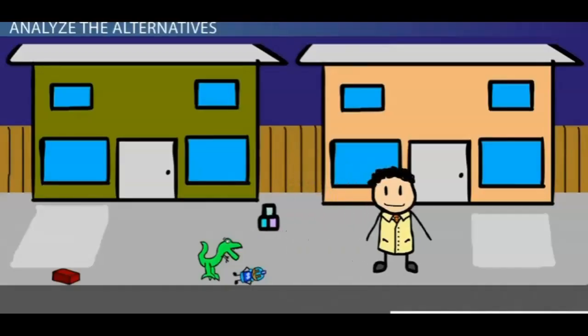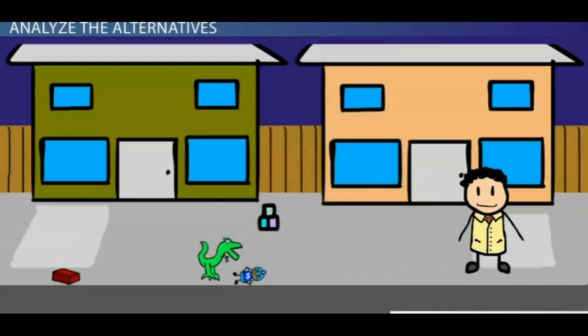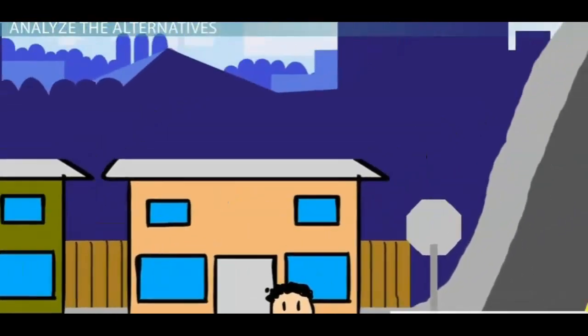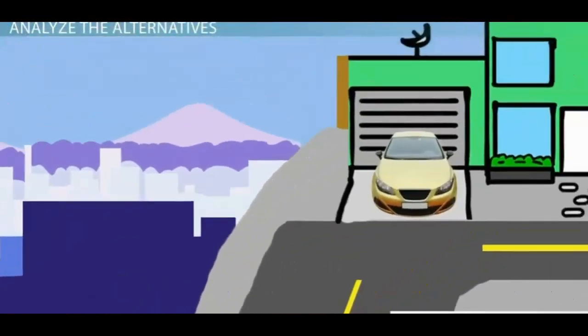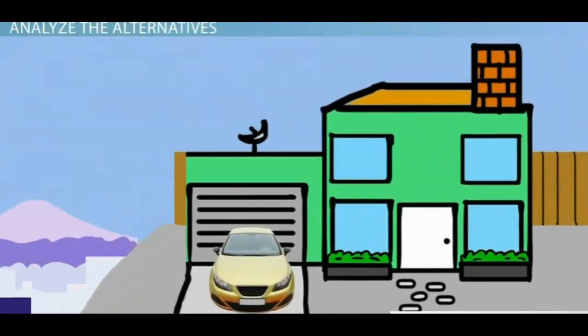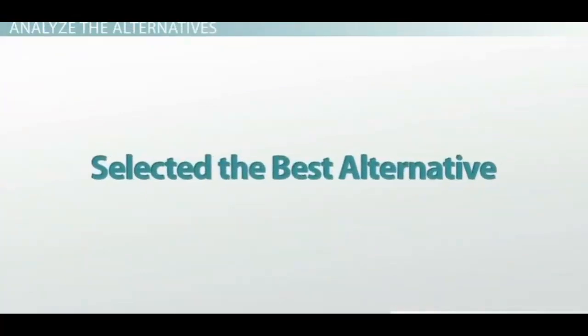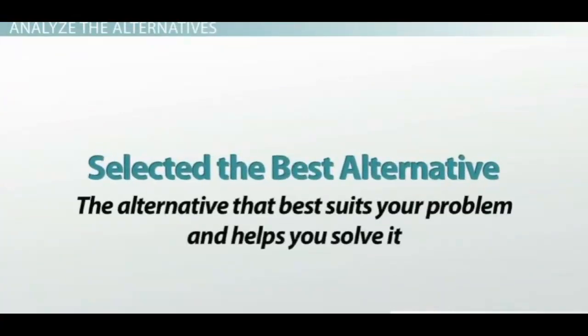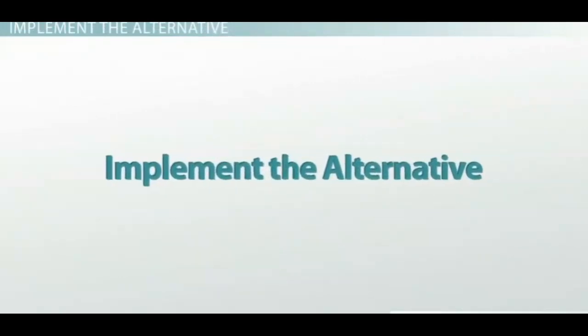Thus, if you start looking for homes and realize the one you want fits all your criteria except for a monthly mortgage that is higher than you would like, your best alternative is to cut back on your expenses to afford the home. Thus, you have selected the best alternative, or the alternative that best suits your problem and helps you solve it. Now that you have made a decision, you need to implement the alternative, your decision.